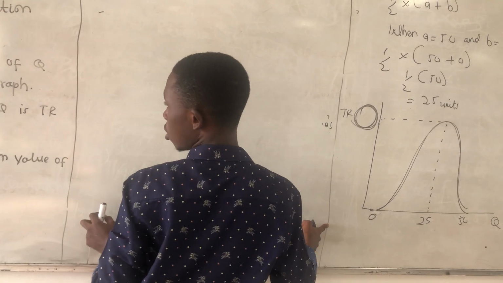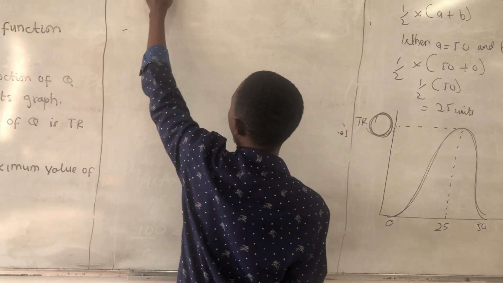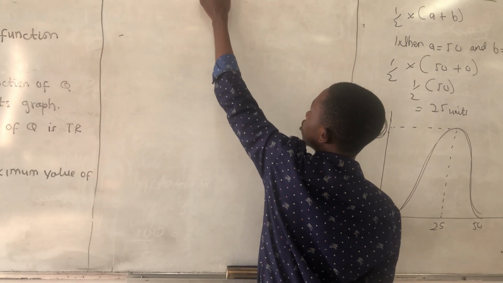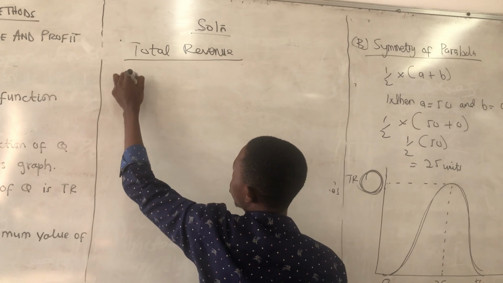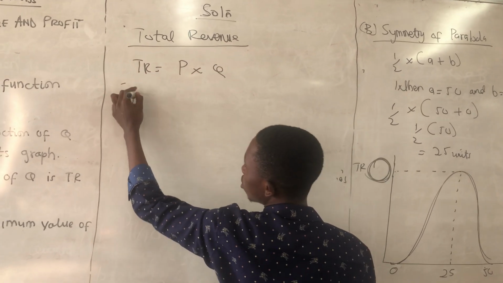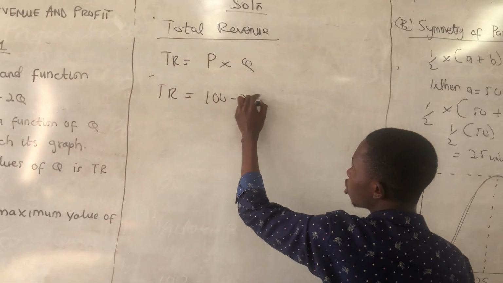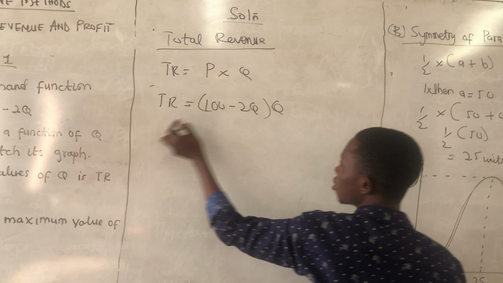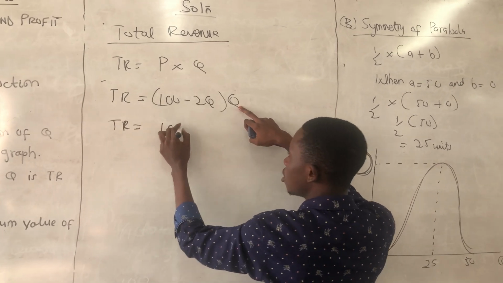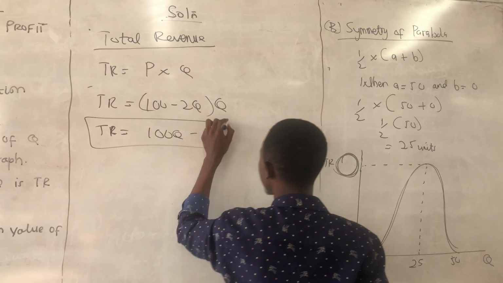Let me rewrite it. Total revenue was given as price times quantity. We had our price to be 100 minus 2Q, times Q. Total revenue is 100 times Q, which is 100Q, minus 2Q squared. So this becomes our total revenue function.